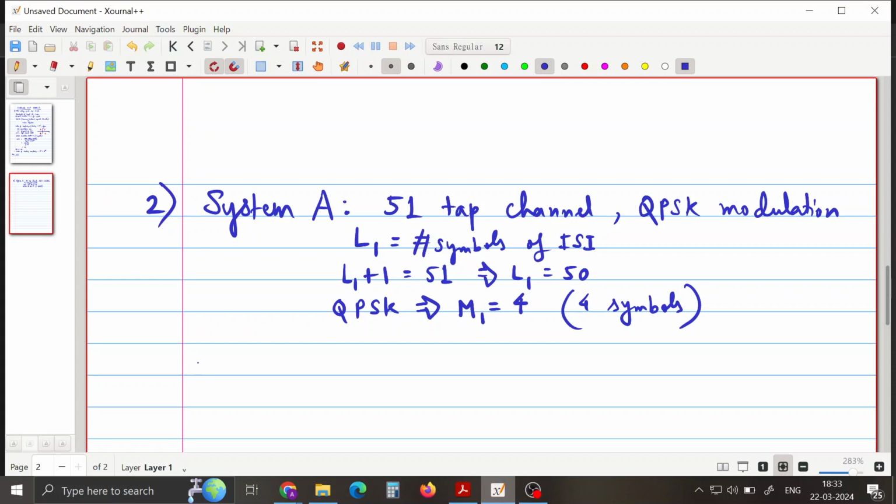So if this is the case, then what's the order of the decoding complexity for system A? The order of decoding complexity is M1 to the power L1, which is, M1 is 4, L1 is 50. Okay, 4 to the power 50.